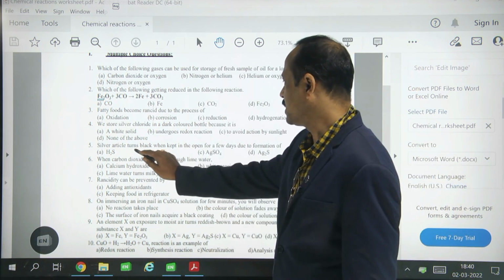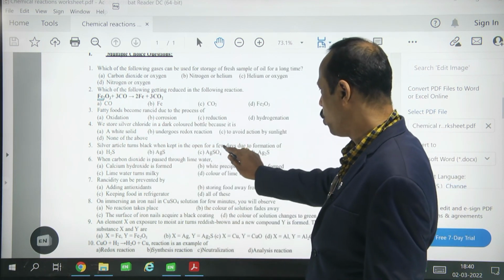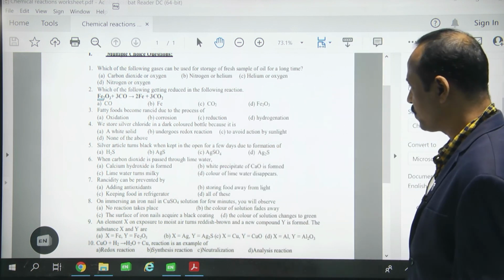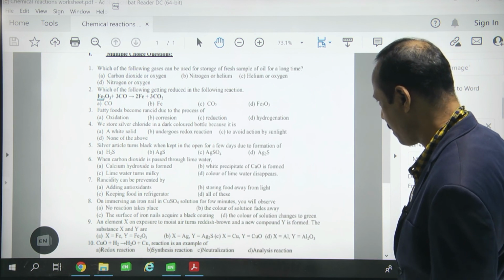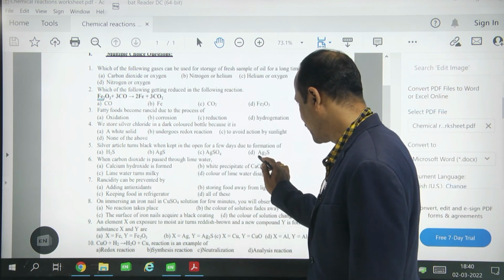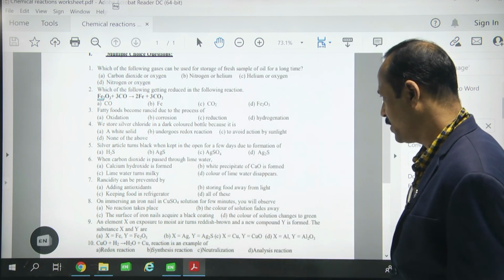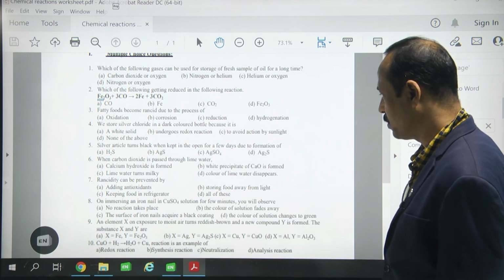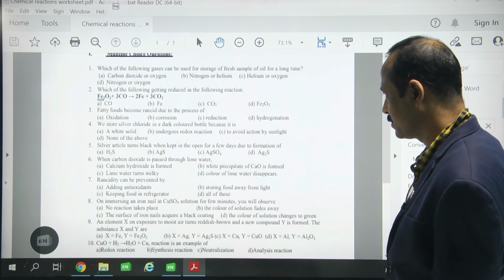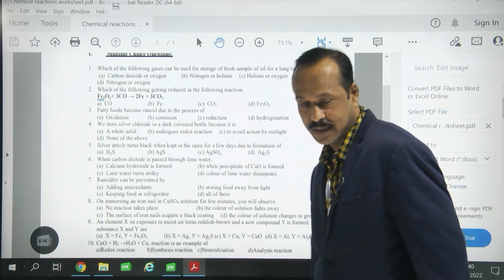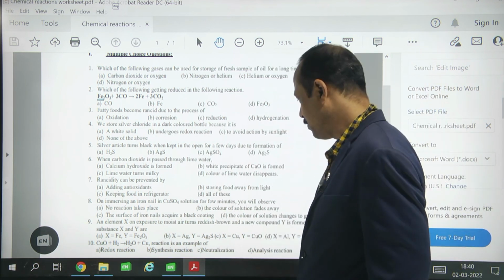Next, a silver article turns black when kept in the open for a few days due to the formation of what? Hydrogen sulfide, silver sulfide, silver sulfate? Silver sulfide, that is Ag2S. And when carbon dioxide gas is passed through lime water, what is formed here? Lime water means calcium hydroxide.